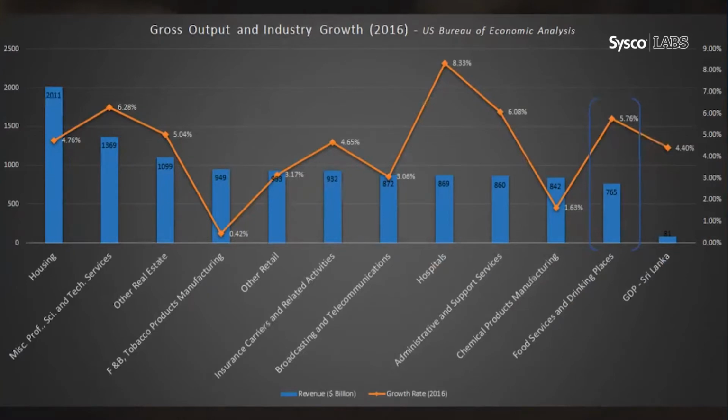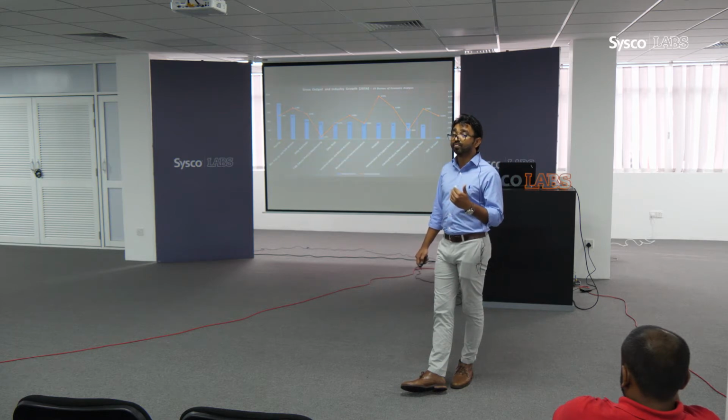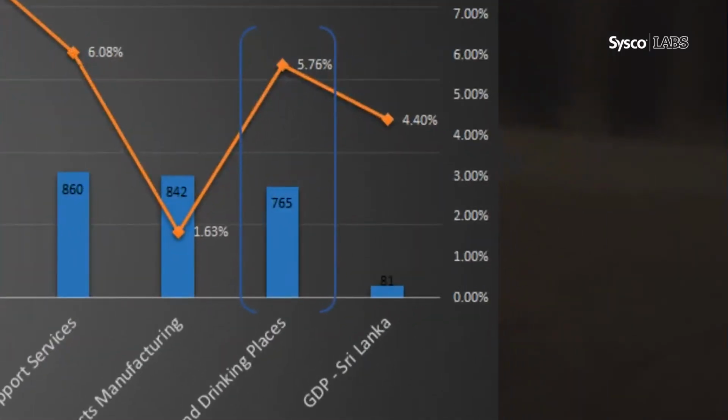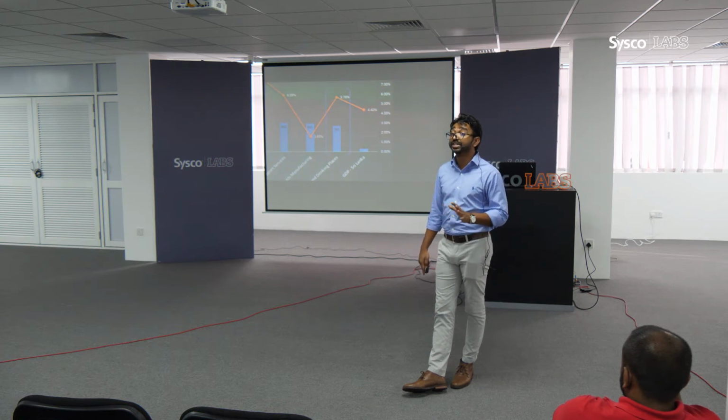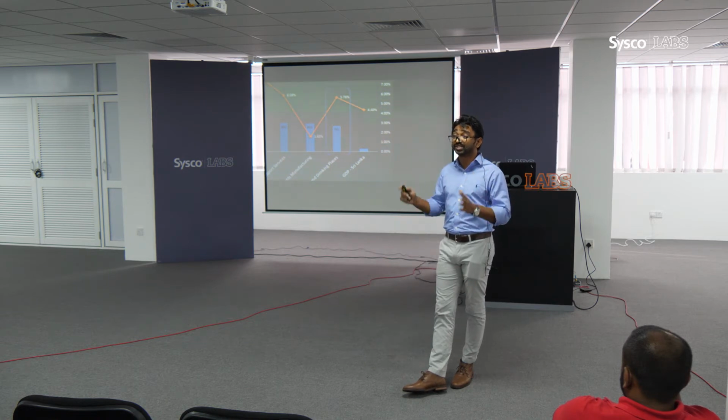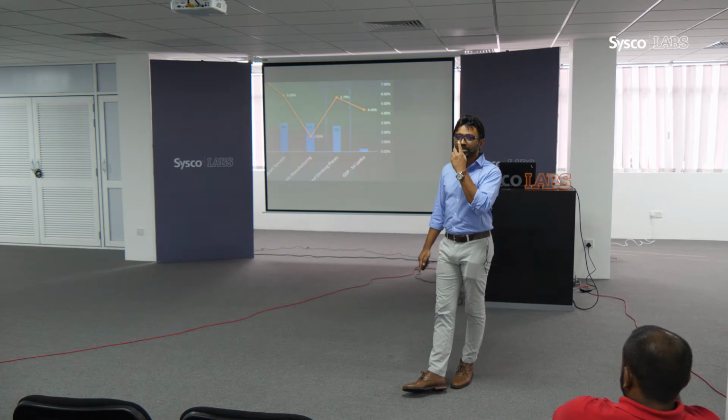Let's put this into perspective in terms of the industry itself in the US. These are all the different industries in the US in terms of their actual capitalization, or basically the amount of revenue or sales they generate, right? Among all of these different industries, food services and drinking places is about $765 billion big, right? This is in 2016. The prediction is that by 2017 to 18, it will grow to beyond $800 billion. To put that into perspective, the entire GDP of Sri Lanka is about $81 billion. The food services industry in the US is close to 10 times bigger than our entire GDP, guys. So just to get a sense of the industry volume and size in the US, this is the opportunity that we have. This is the market that we are going after.